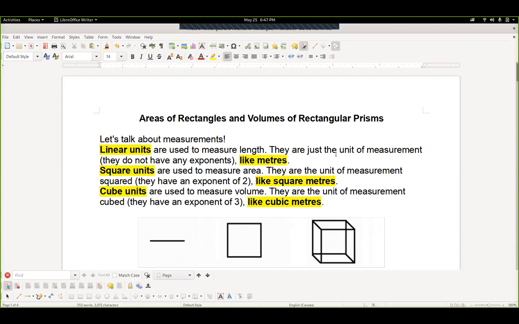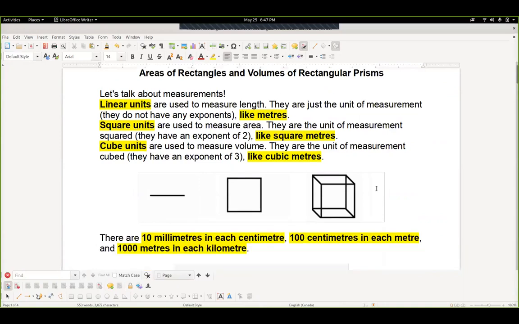Square units are used to measure area. They are the unit of measurement squared, so they have an exponent of 2, like for example, square meters. Cube units are used to measure volume. They are the unit of measurement cubed, so they have an exponent of 3, like cubic meters.